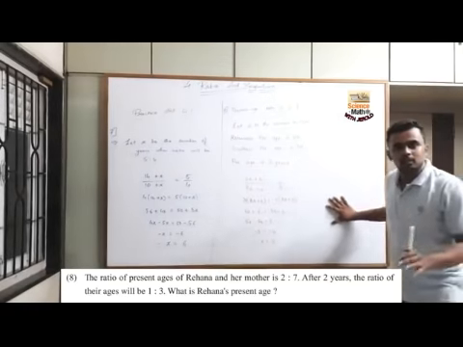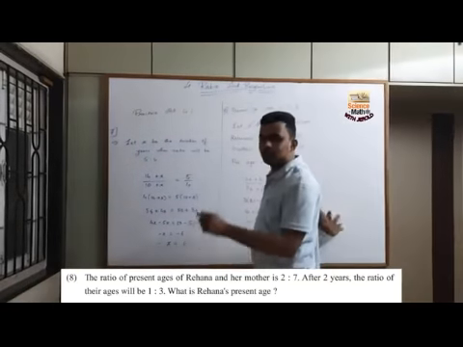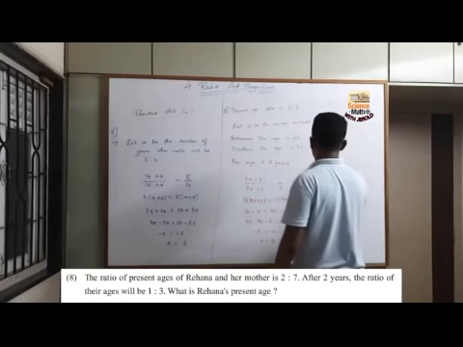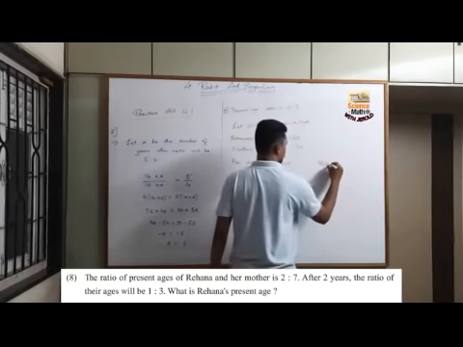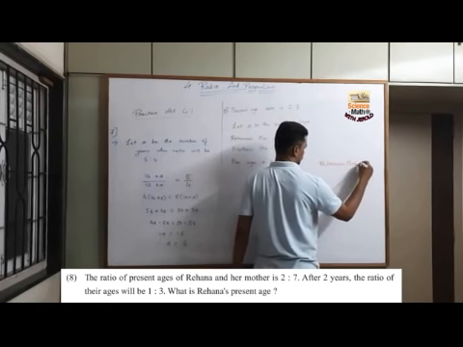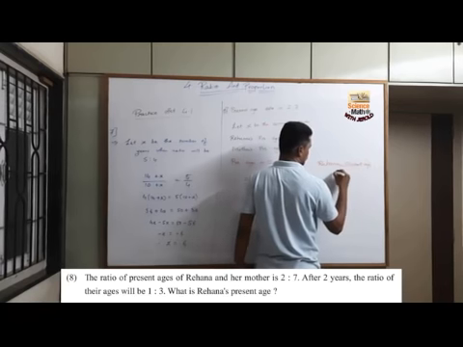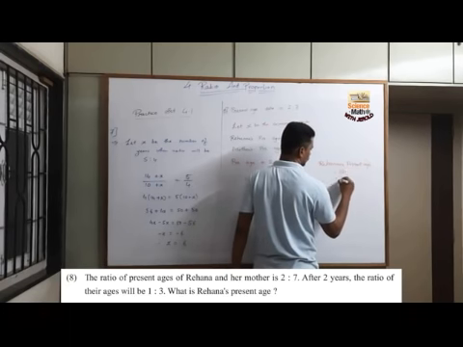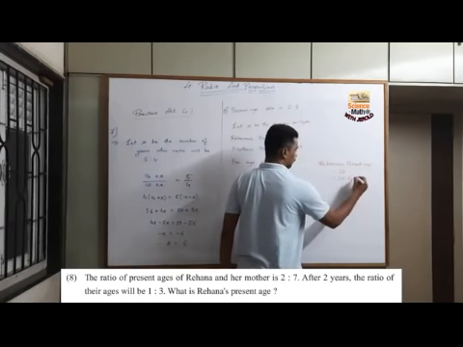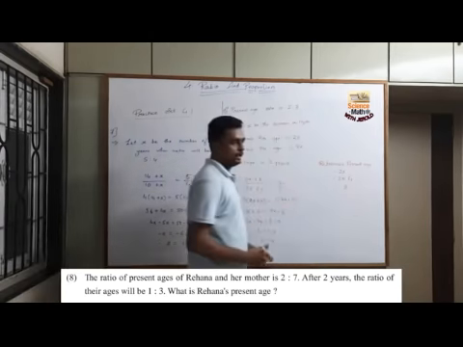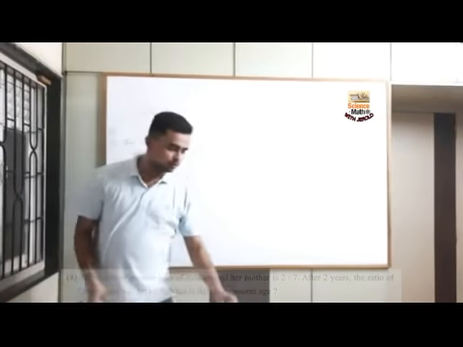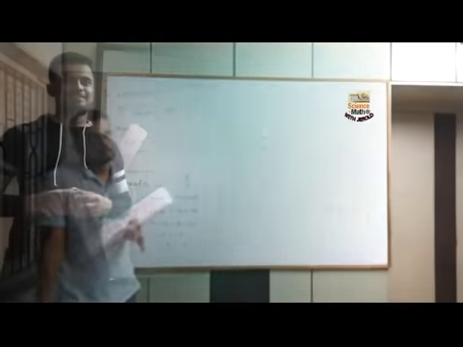But what am I asked in the question? I have to find Rihanna's present age. So I know Rihanna's present age is 2x. Therefore, Rihanna's present age is equal to 2x, which is 2 into the value of x, 4. So 2 into 4 gives me the value 8. Hence, Rihanna's present age is 8. This is how the sums for ratio and proportion are supposed to be done.